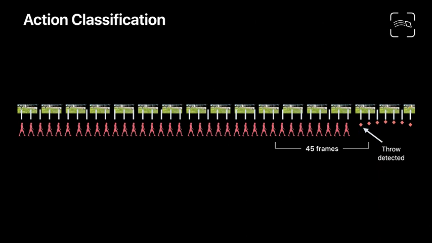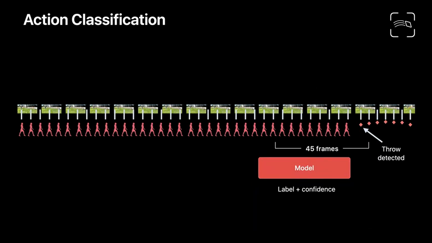We merge the 45 body poses into one MLMultiArray and feed it into the Core ML model. From that, we get a label, which is the type of throw, and a confidence value. Let me hand it back to Brent to show you how this all looks in the code.